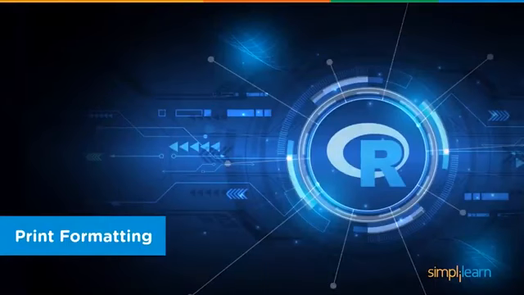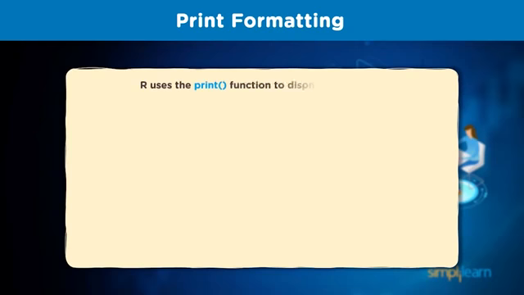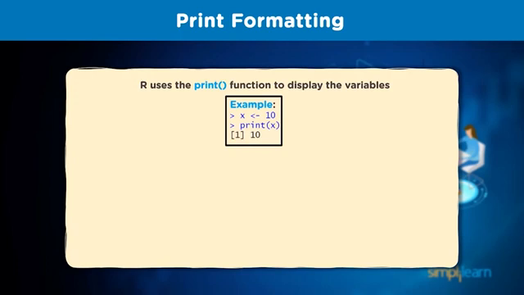Let's learn about print formatting and how print can be used to view your data. When you talk about R, R uses the print function to display variables. So for example, if I have assigned the number 10 to X, I can do print X, and that will show me the value of X. What we see here with 1 in square brackets also has a meaning, which basically means it is a vector, and we'll learn about vectors later.